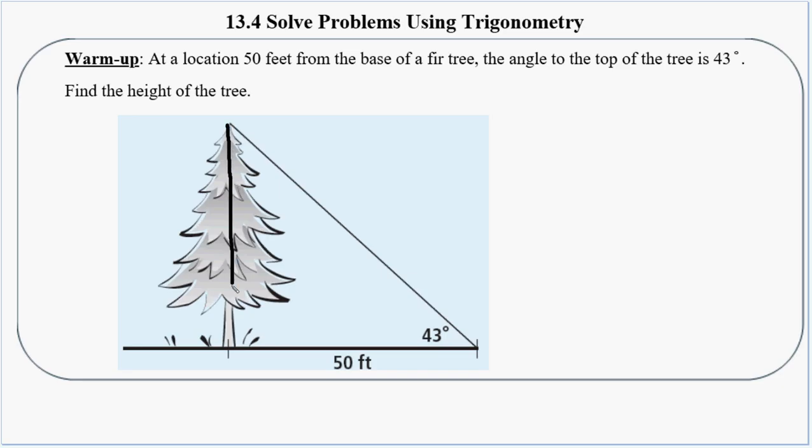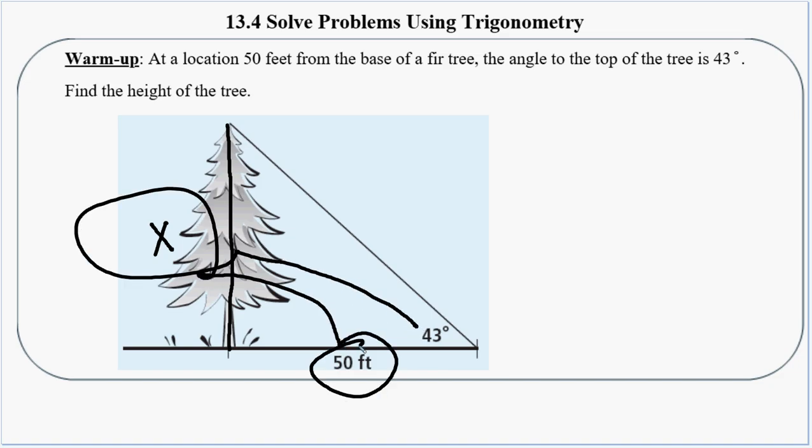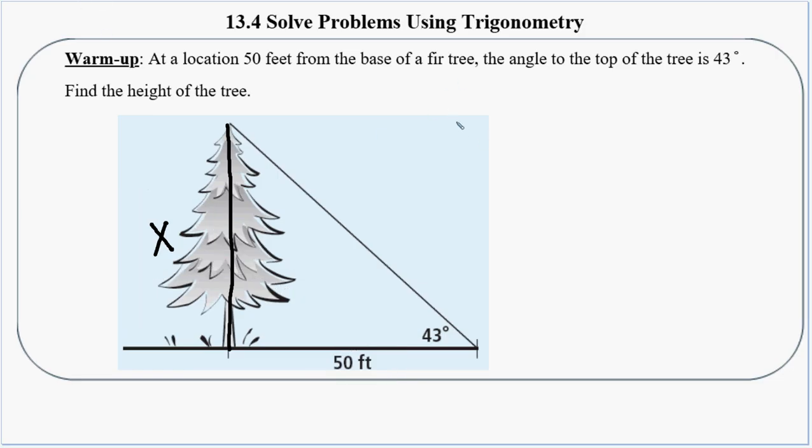Well, let's finish this off. We'll call the height of the tree x. So I'm at the 43-degree angle. I want the side opposite. I have the side adjacent, and there's only one trig function for opposites and adjacents. That's tangent. The tan of the 43-degree angle equals opposite x over adjacent 50.